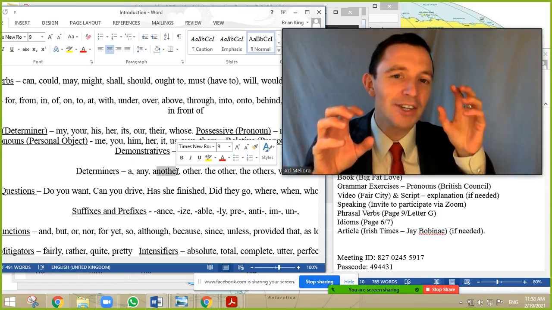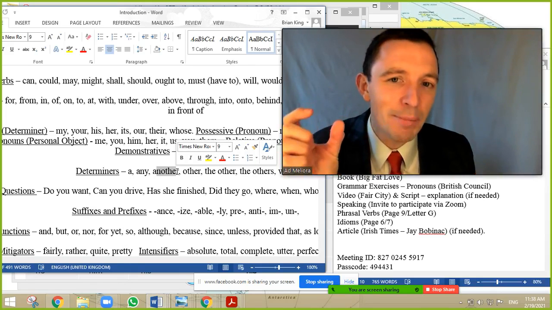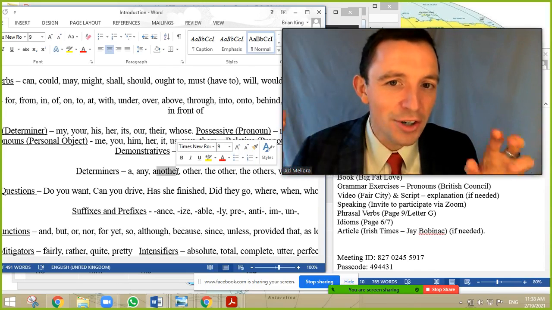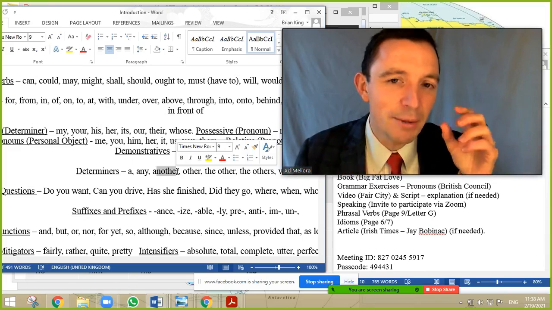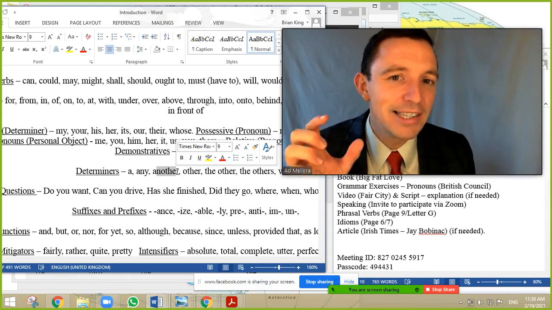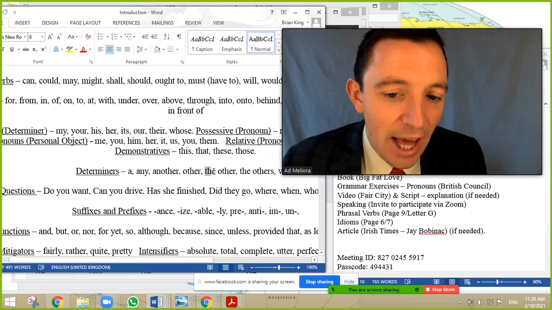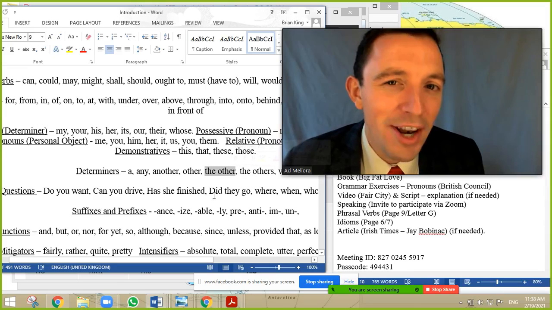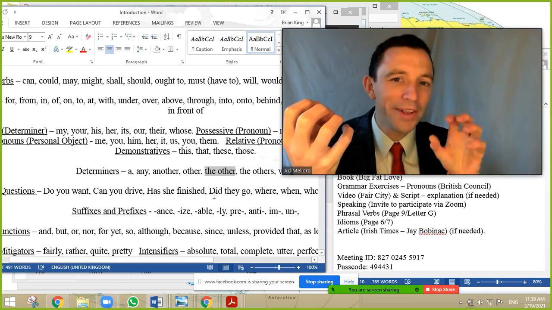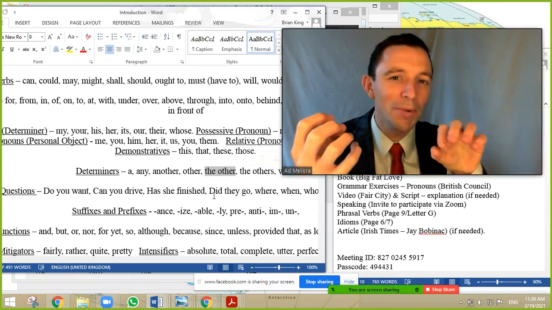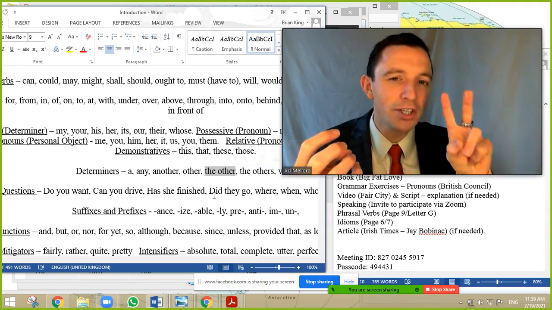Another is typical for singular, and other is typical for plural. Other dogs, other houses, other people, other places. So other is typical for plural, and another typical for singular. The other is typical for a choice. When you have a choice of two things, do you want this coffee or do you want the other coffee? So it's possible the other in relation to a choice of two things.